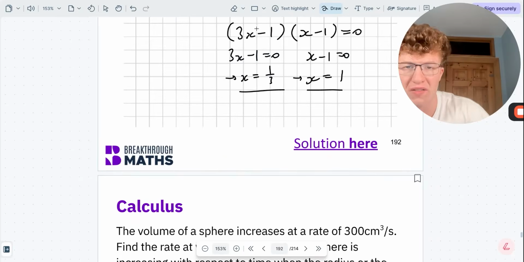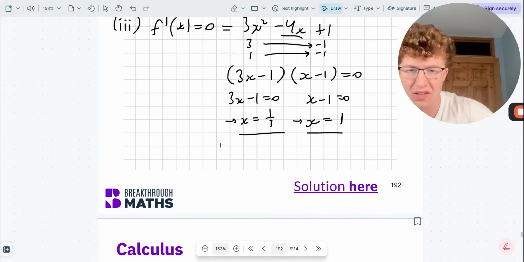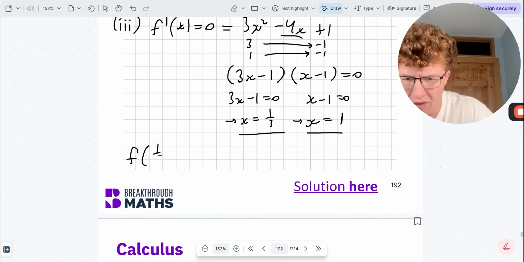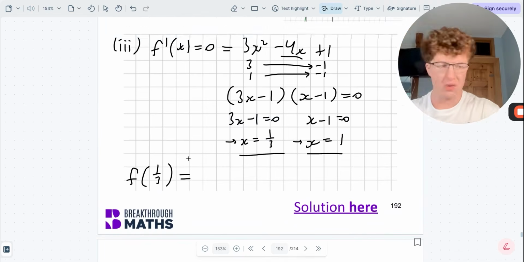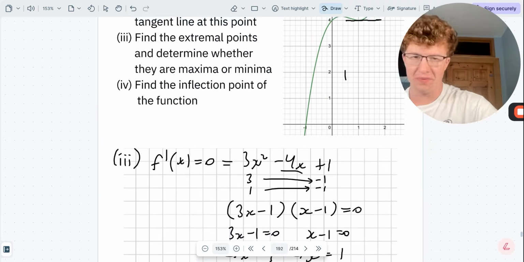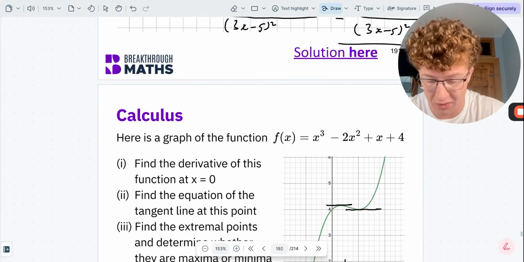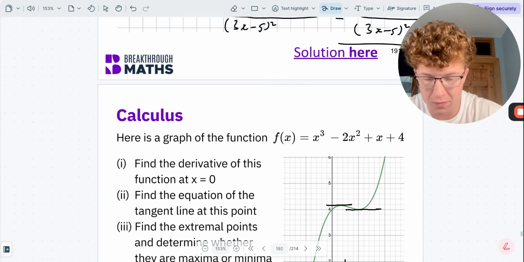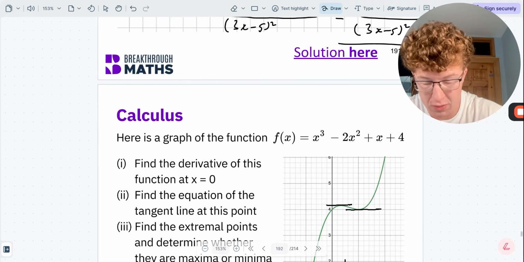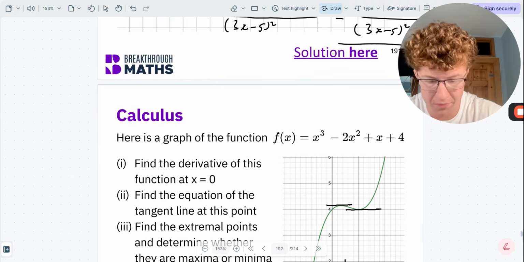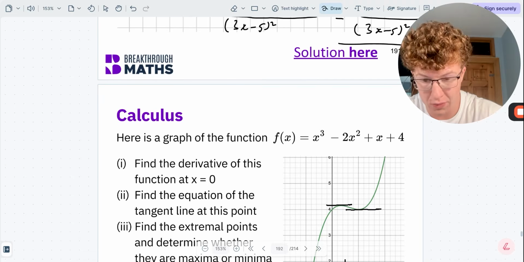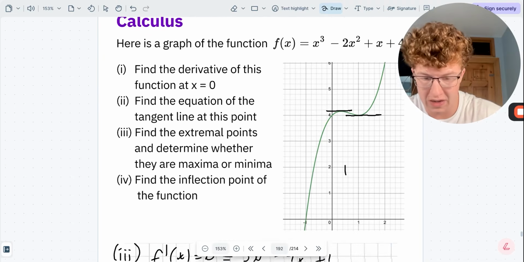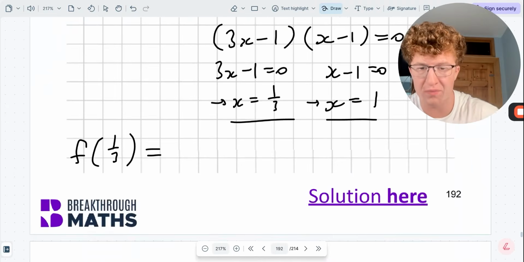Well, first of all, we have to get the y values. So we have to fill these into the function. So we're going to get f of 1 over 3 is equal to, just fill 1 over 3 into the function here. So 1 over 3 to the power of 3 minus 2 times 1 over 9 plus 1 over 3 plus 4. That is 112 over 27.